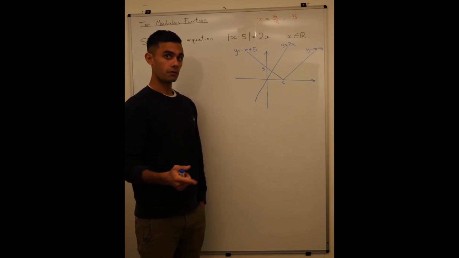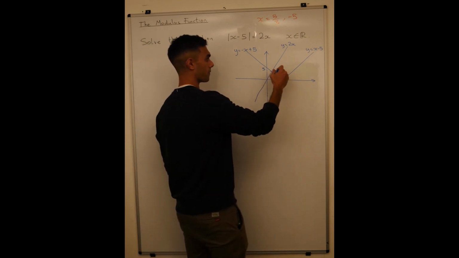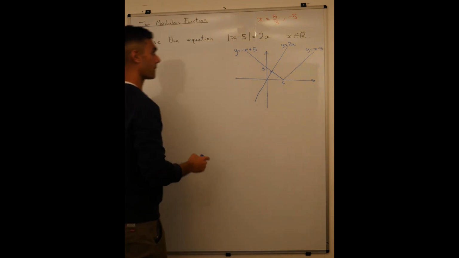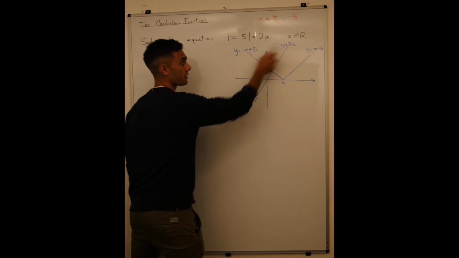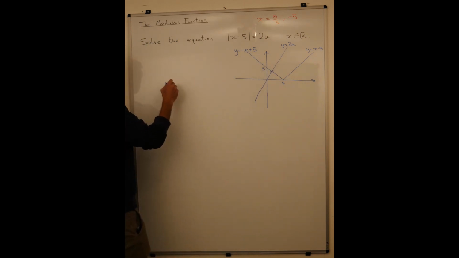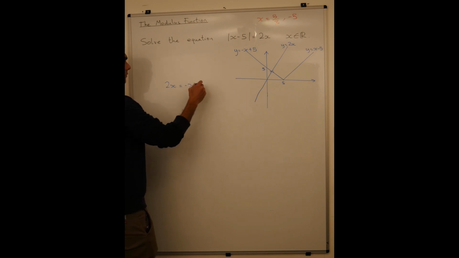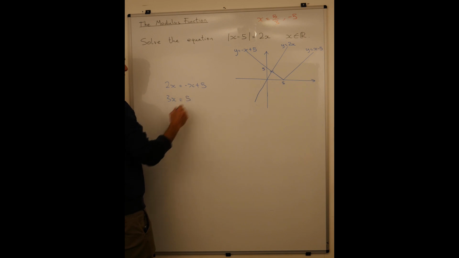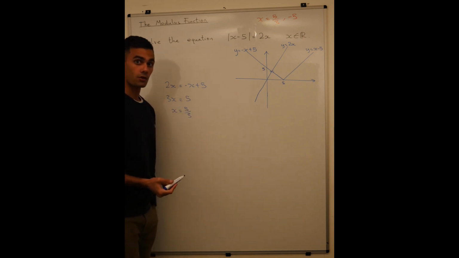How many are there? Well, there's one there for sure. So let's quickly grab that. That's where 2x equals minus x plus 5. So we get 3x equals 5. Brilliant. There's one solution.